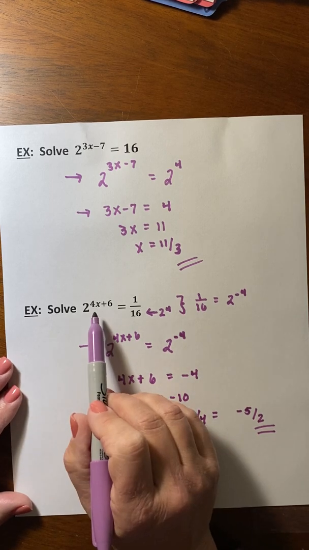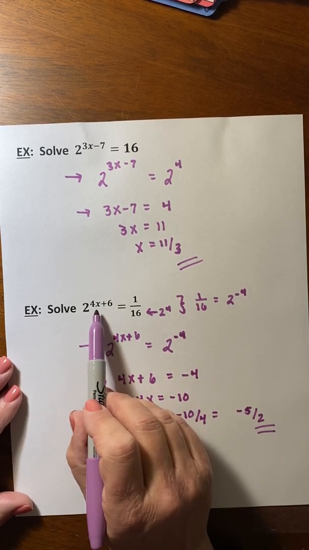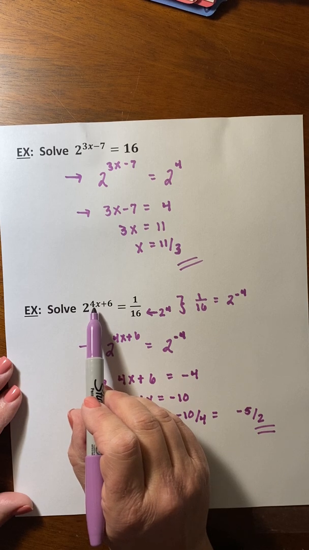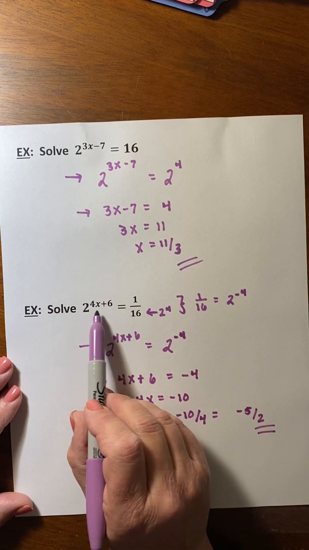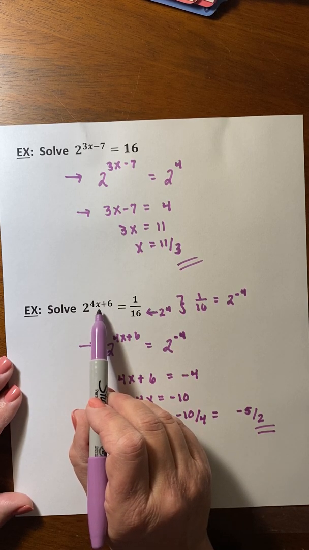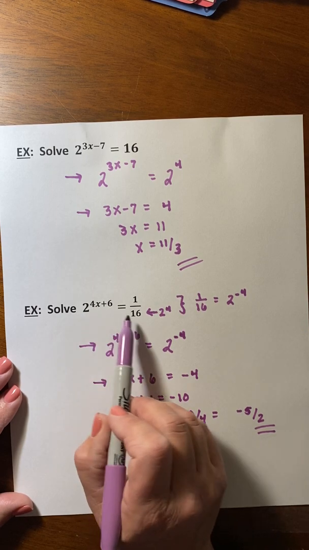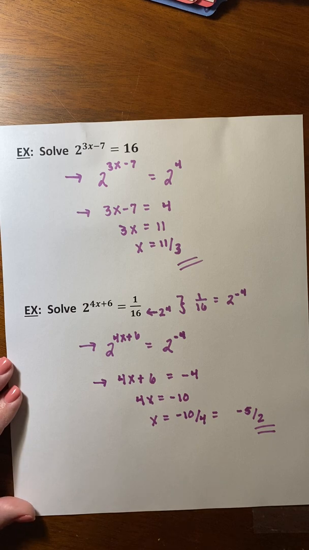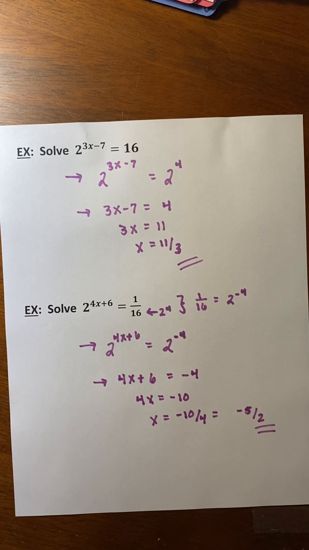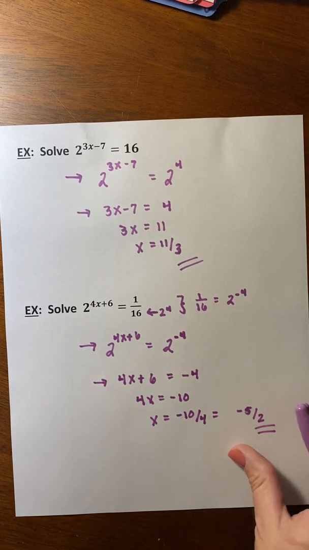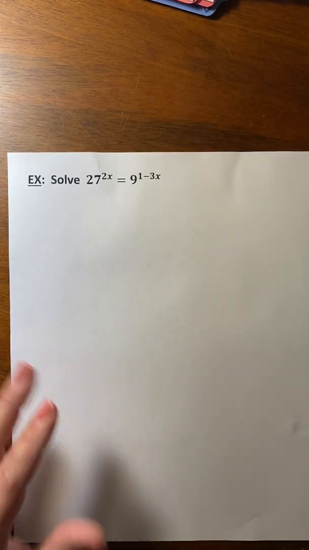And you can go and plug in negative 5 halves. You're going to get 2 to the 4 times negative 5 halves plus 6. 4 times negative 5 halves is negative 20 halves, which is negative 10. Negative 10 plus 6 is negative 4. 2 to the negative 4 is 1/16. All right, and this is the last one, and this is the trickiest. Of course, I saved the best for last.